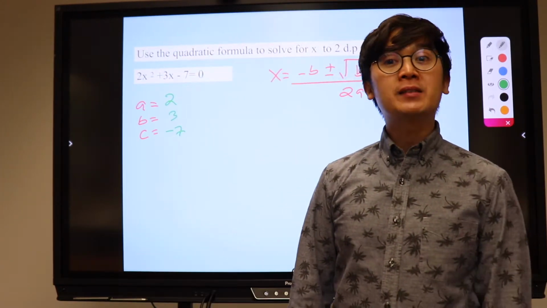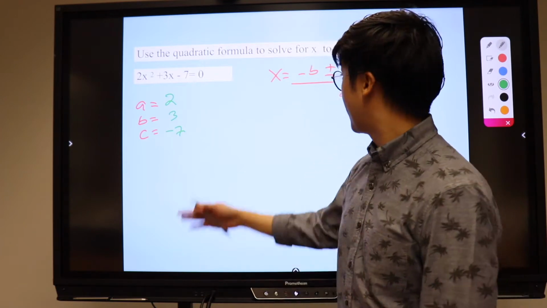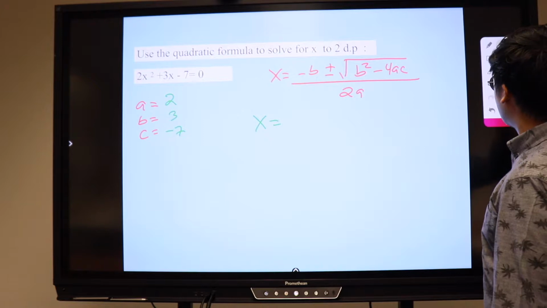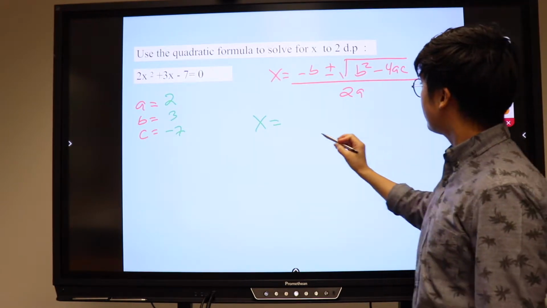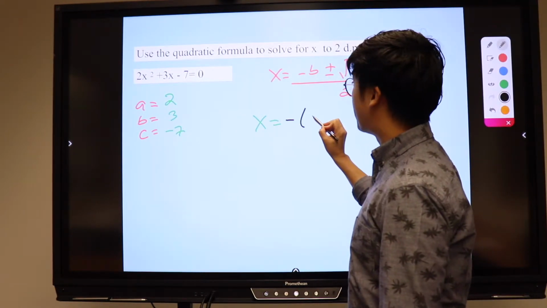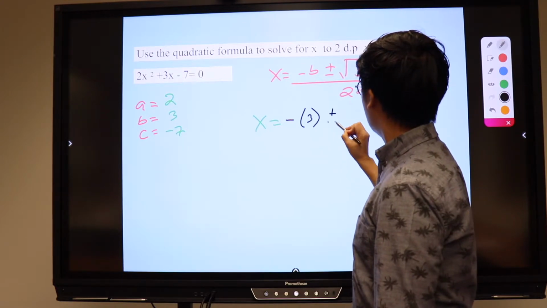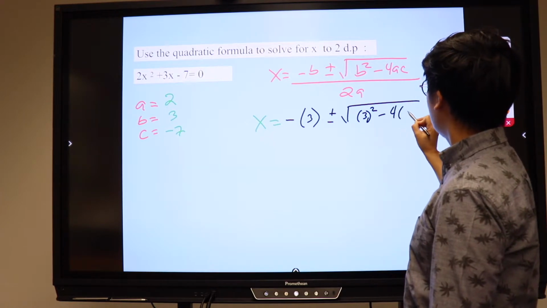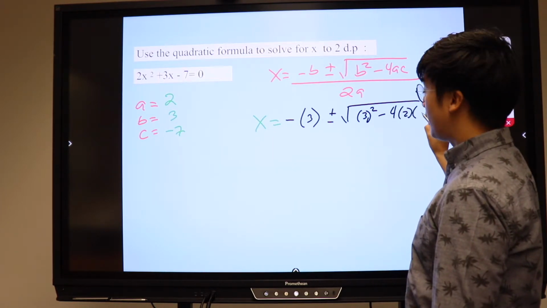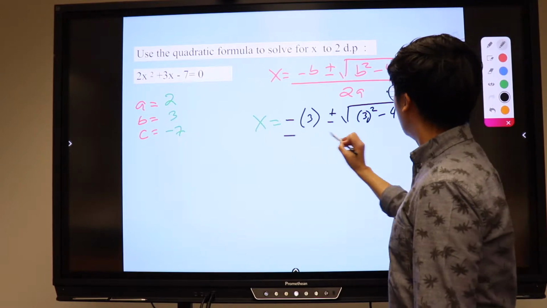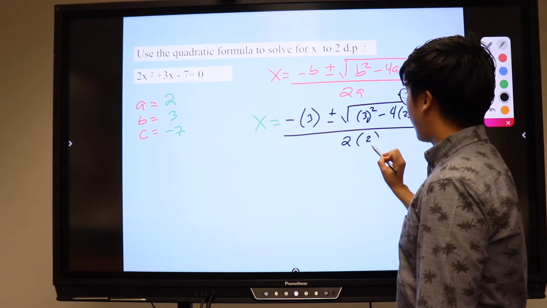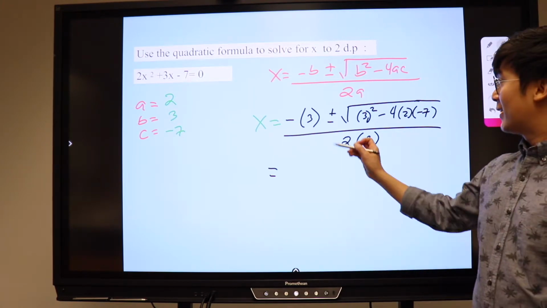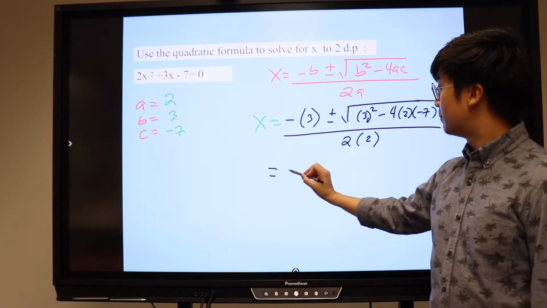Now that we have our A, B, and C, we're going to plug it into the formula. And this is the formula. So now we will replace it with the values. So we'll have -3, -b plus or minus the square root of b squared minus 4ac all over 2a. And then we will solve it. What's negative times 3? -3.